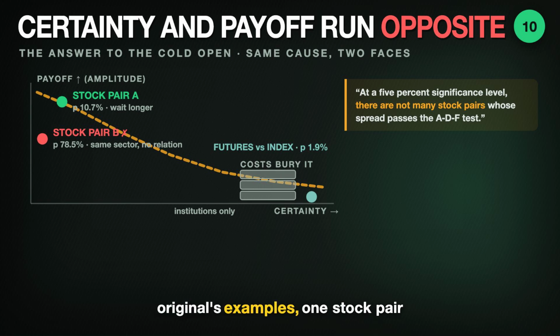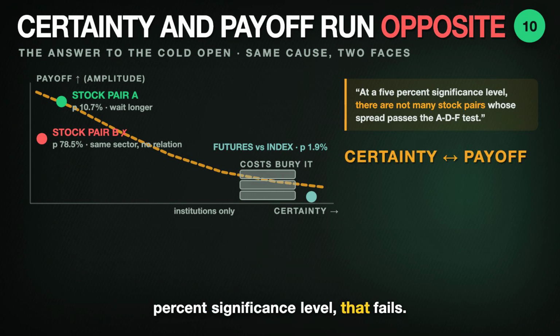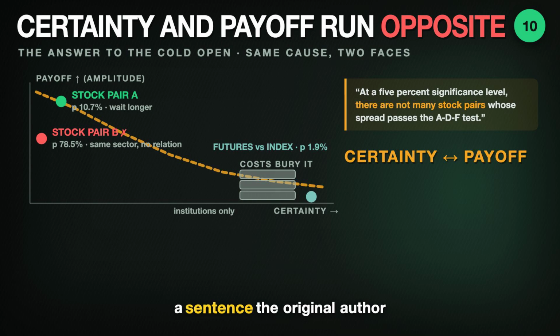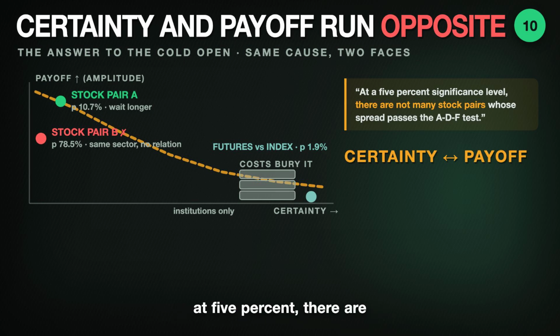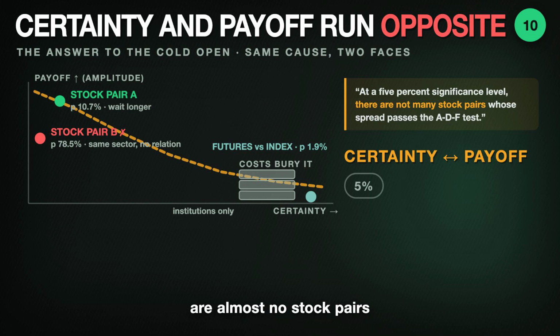In the original's examples, one stock pair came back at 10.7%. At a 5% significance level, that fails. And here I am going to repeat, word for word, a sentence the original author wrote himself. In fact, when you set the significance level at 5%, there are not many stock pairs whose spread passes the ADF test. That is the uncomfortable fact of the day. Apply the textbook standards strictly, and there are almost no stock pairs left for an individual to trade.